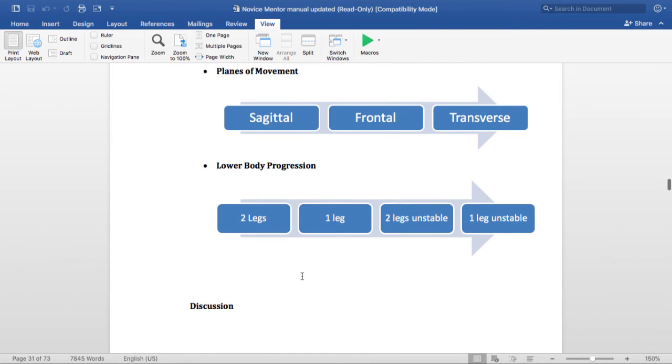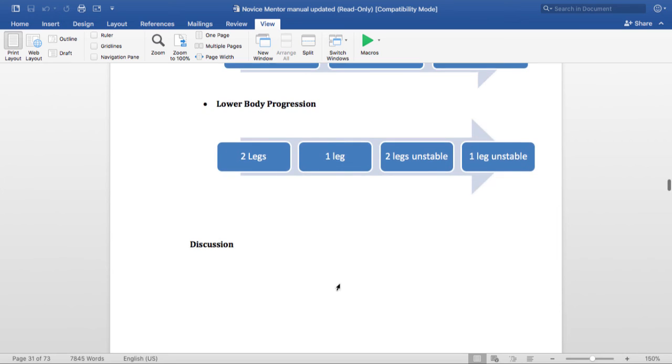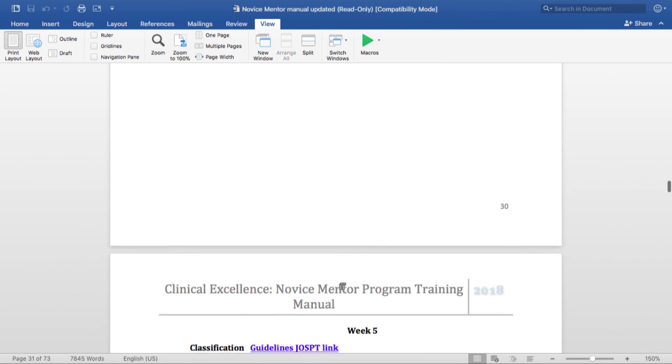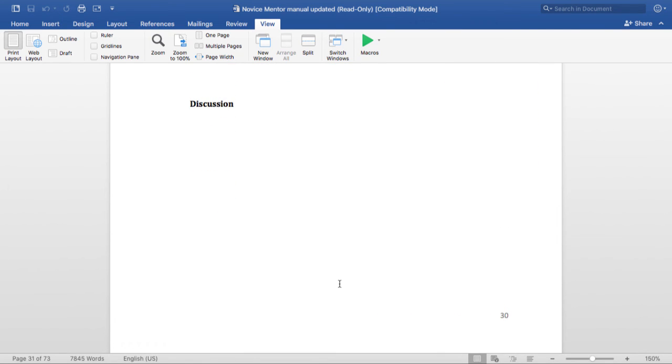We go from 2 legs to 1 leg, 2 legs stable, 1 leg unstable, etc. The key to this one is to have them think through your thinking process. How would you go through the patient? How would you get them through the subacute and chronic phases, not quite acute for this case? You can bring them from acute to subacute to later in rehab, where you start to get them to move a little bit.